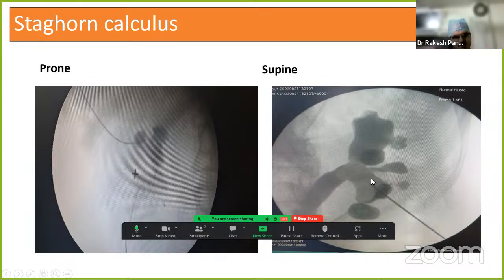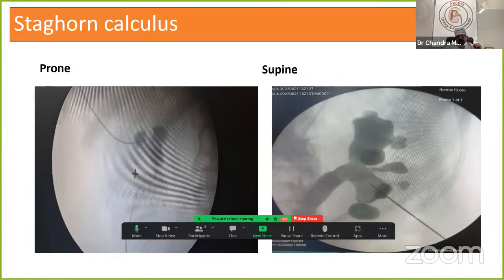I thank him for all his prone RGPs, because for the last 3 years I am doing only supine cases. This case is done by me, sir, supine PCNL for staghorn stone. In this case, we can see a wide infundibula is there. From the inferior calyx, easily I could reach all the calyces and we could clear the stone.